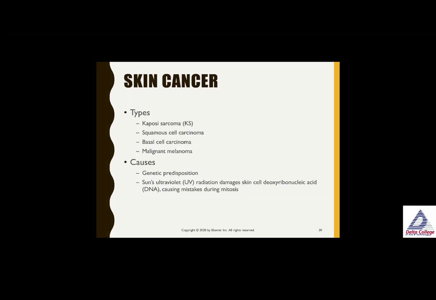Now let's talk about skin cancer. We have 4 different types. We have Kaposi sarcoma, squamous cell carcinoma, basal cell carcinoma, and malignant melanoma. As for the causes of skin cancer, it does appear to have some type of genetic predisposition, so it does kind of run in genes. But also the sun's UV radiation damages the skin cell DNA. DNA is deoxyribonucleic acid, and this damage causes mistakes during mitosis, which is part of the cell division for it to grow.